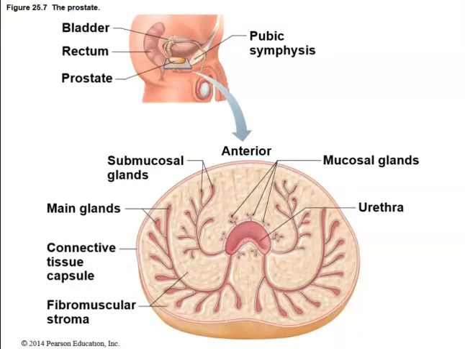So here we see a picture of the prostate gland and a section through the prostate gland. Again, the prostate gland is important for secreting fluids that will also help with sperm motility.